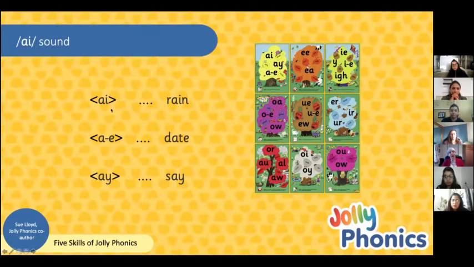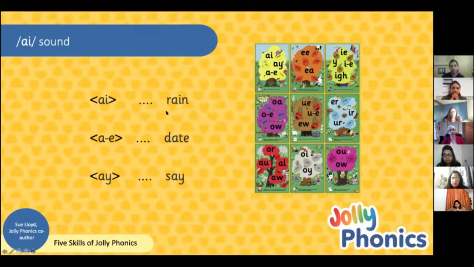We've got the A sound in English can be represented by AI, and this is the first one we do in Jolly Phonics, in a word like rain. Then after a little bit, we teach them another way of writing or reading the A sound, and that is the A hop over E, or the split digraph, as in the word date. And then after that, there's another way, AY, as in say. Now that's 3 ways.